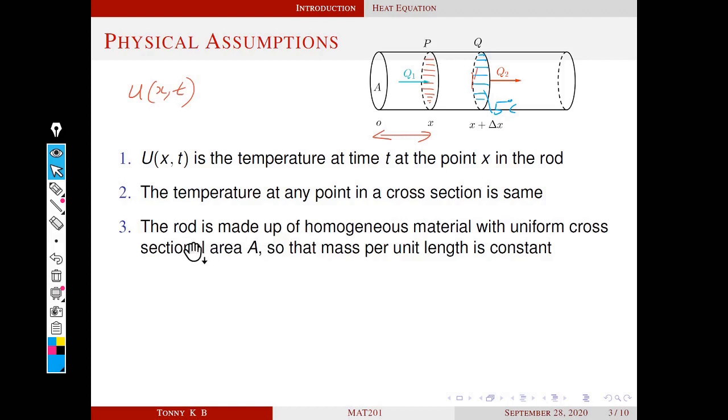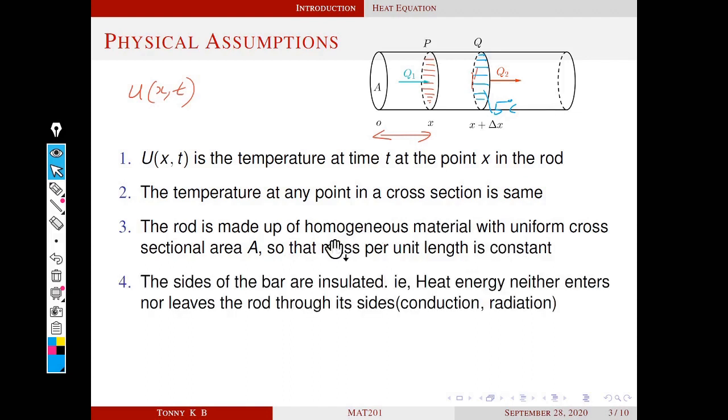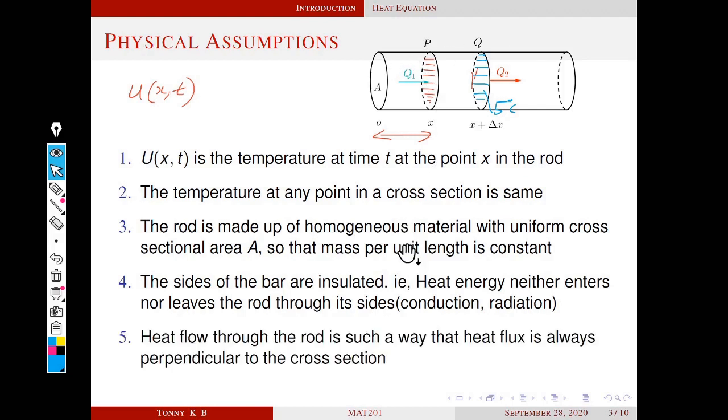The next assumption: the rod is made of homogeneous material, that means the same material throughout, with uniform cross-sectional area A. This capital A stands for the area of the cross section, and that area is the same throughout. So the mass per unit length is constant. The next one is that the sides of the bar are insulated. That is, heat energy neither enters nor leaves the rod through its sides.